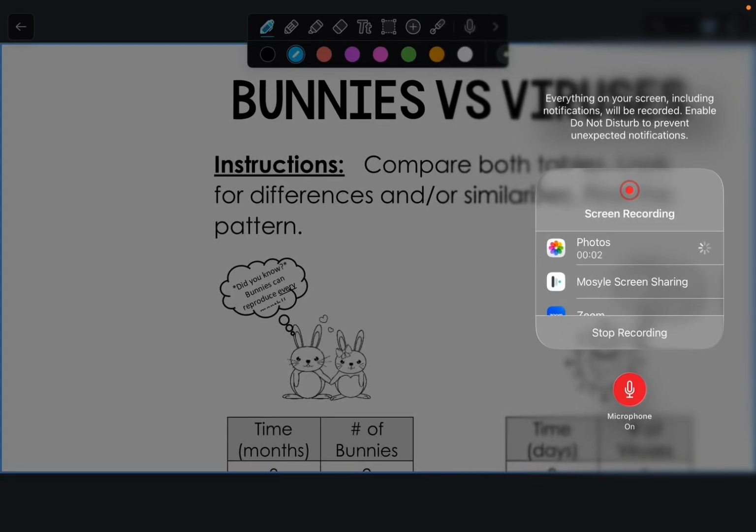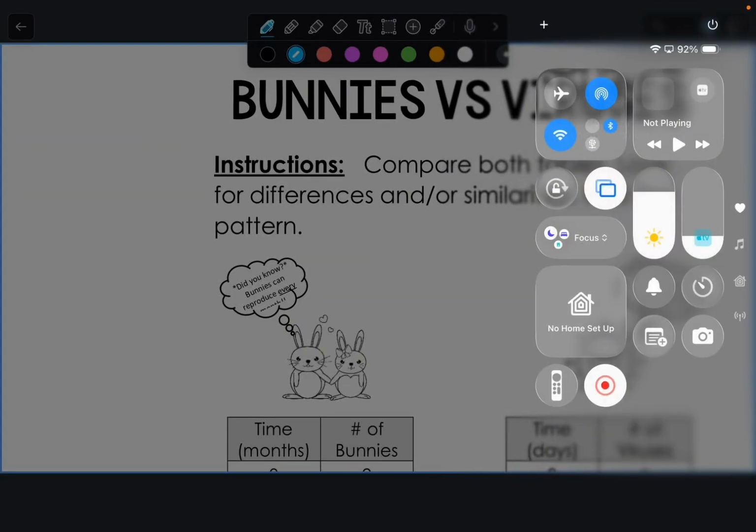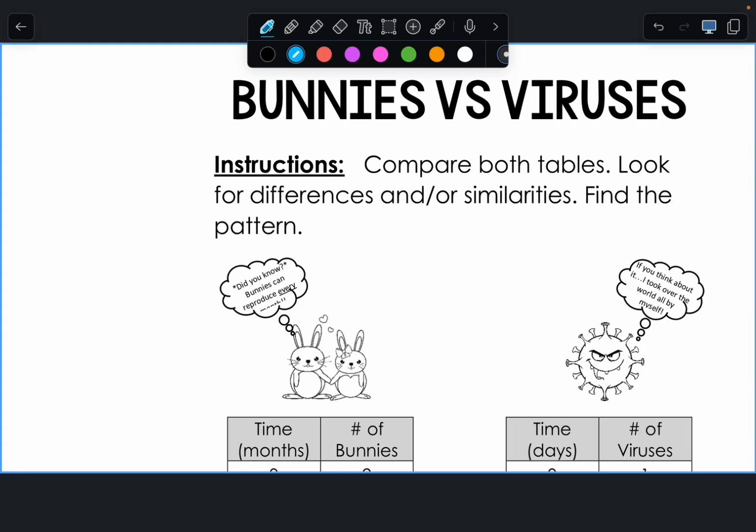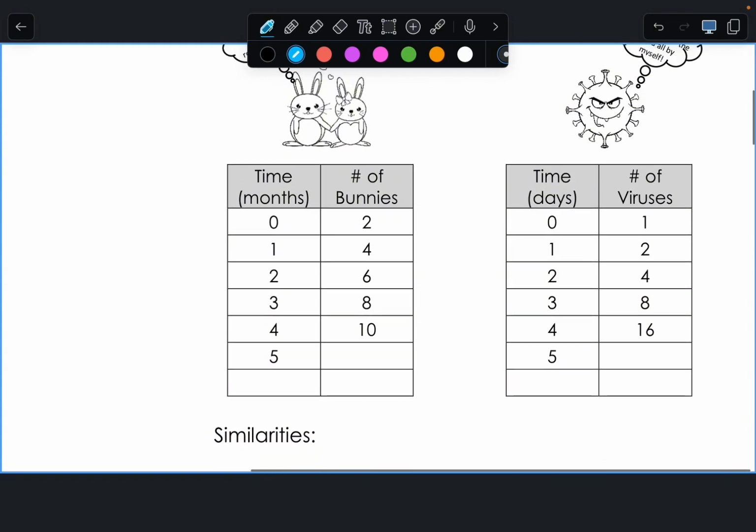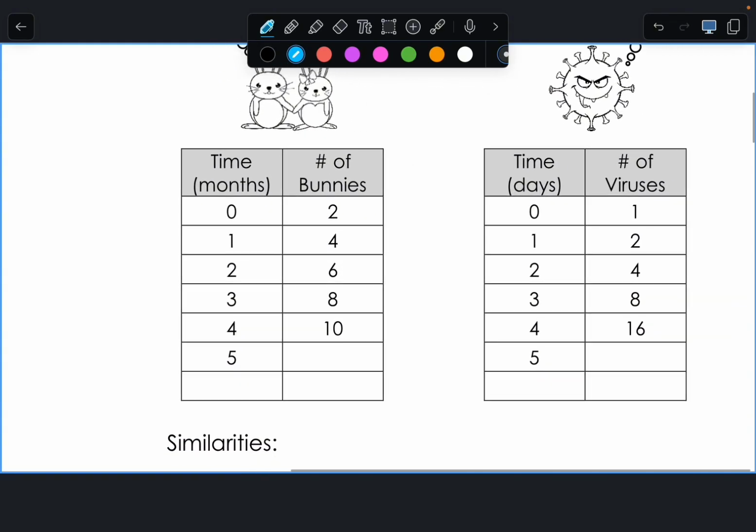Okay, so the bunnies versus viruses page. Was anybody able to find the pattern with the bunnies? How are we adding? Adding by 2 every single time. So the next number would be what? 12 and then 14.